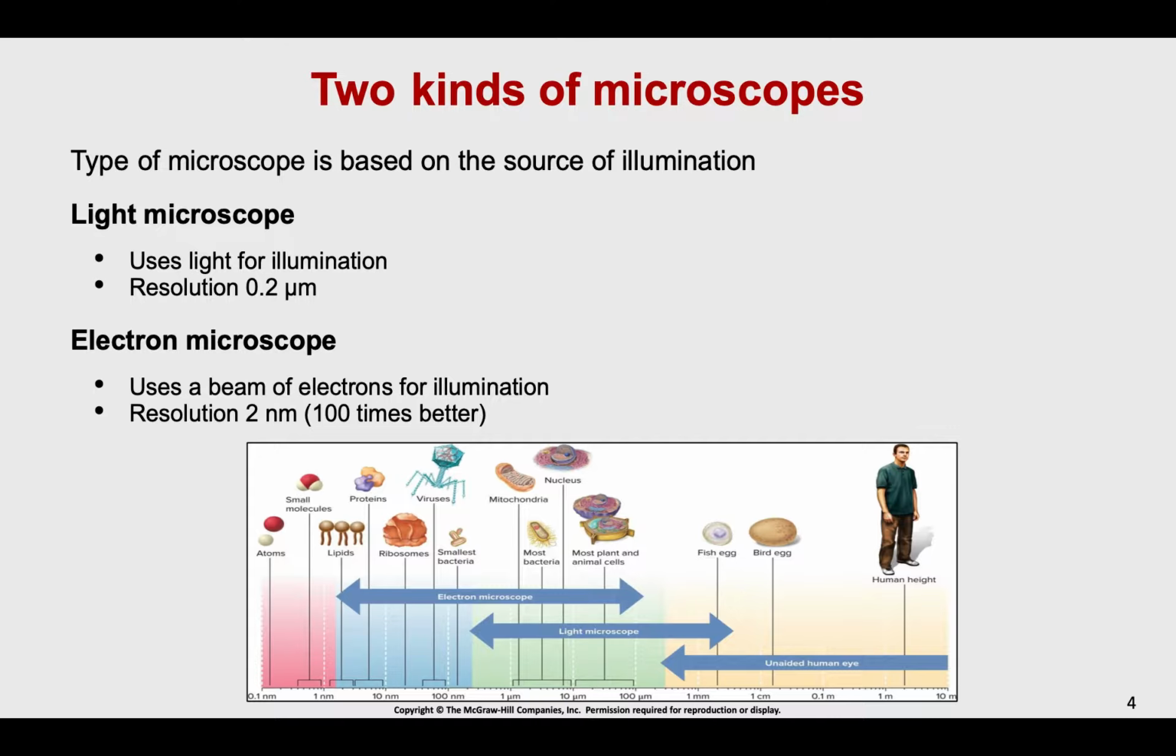It's basically based on the principle that the wavelength of this electron beam is much shorter than the visible light wavelength, so it can capture more intricate details than what a light wavelength could do.